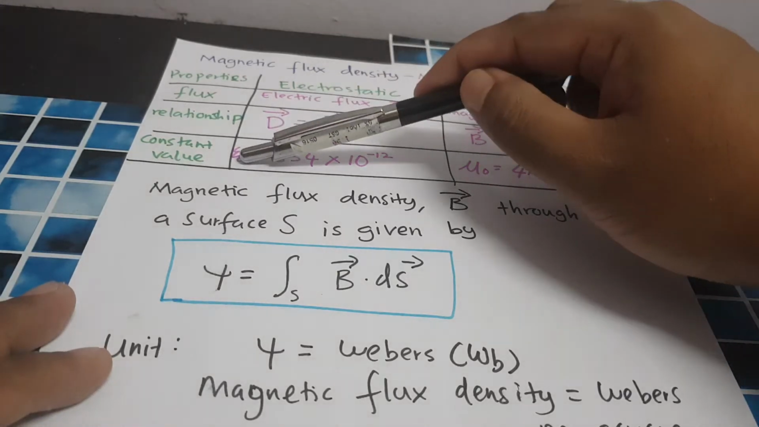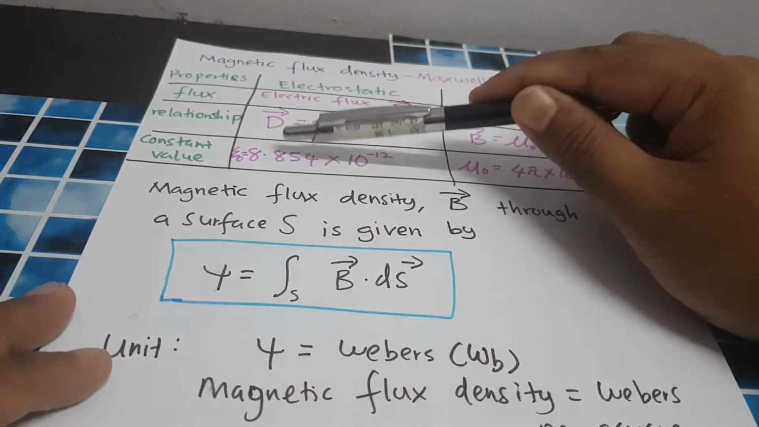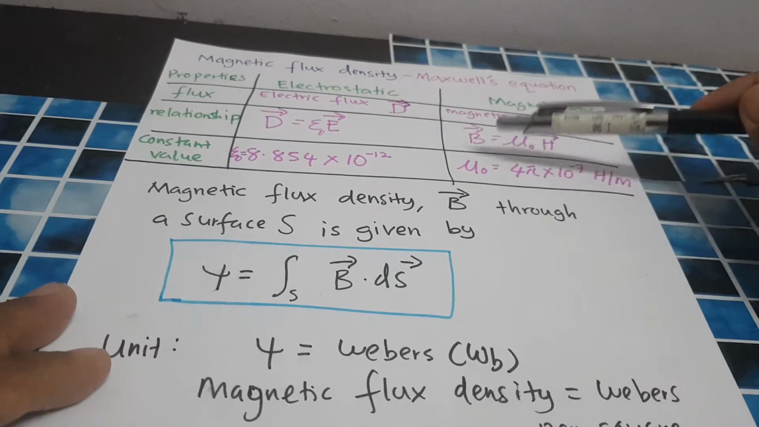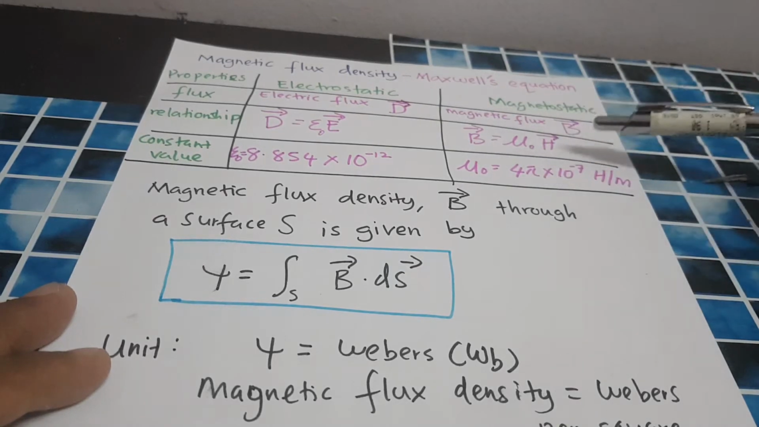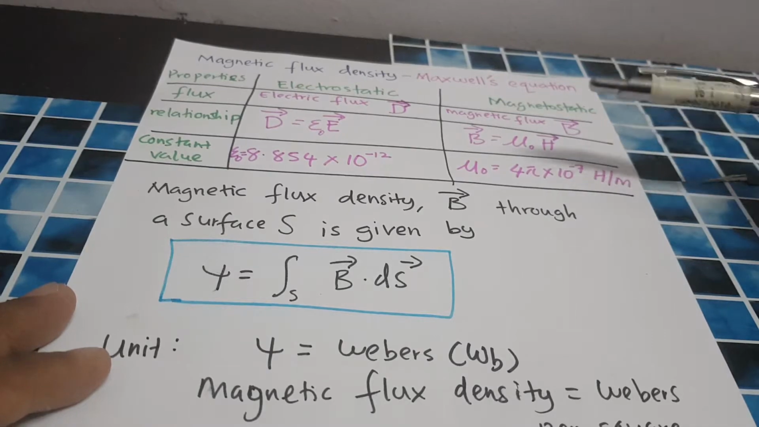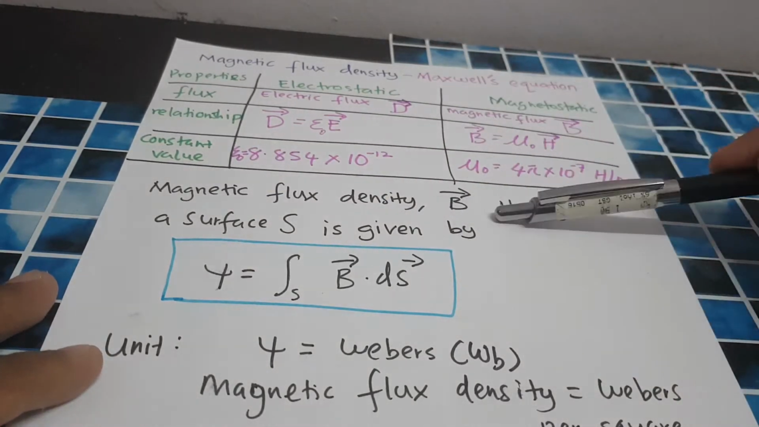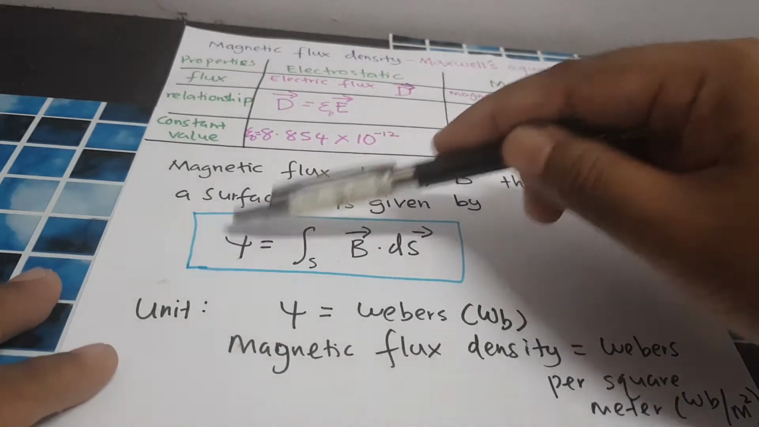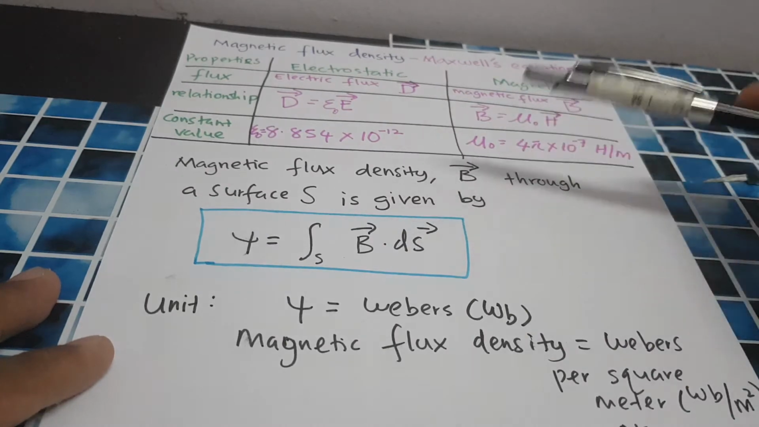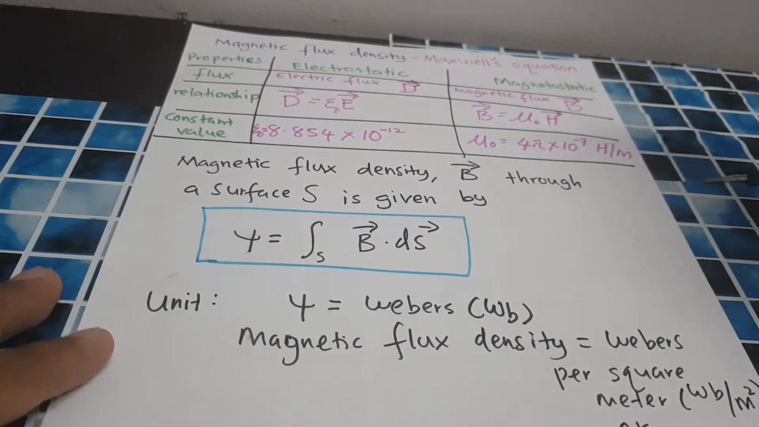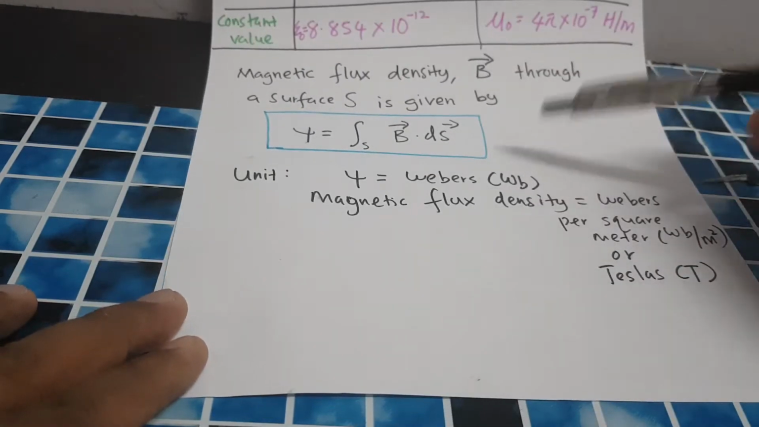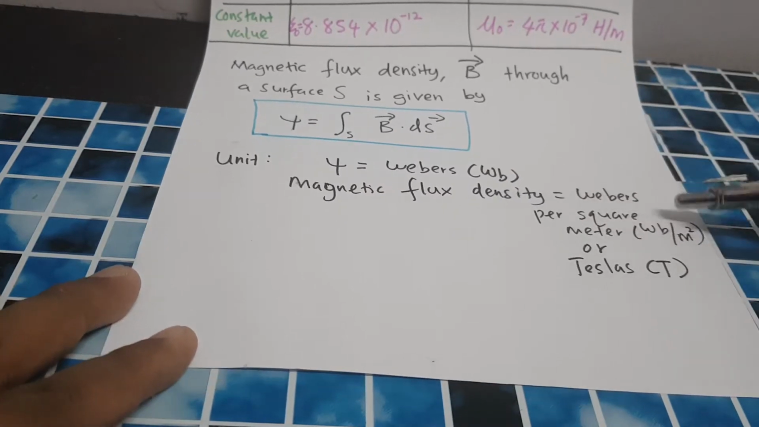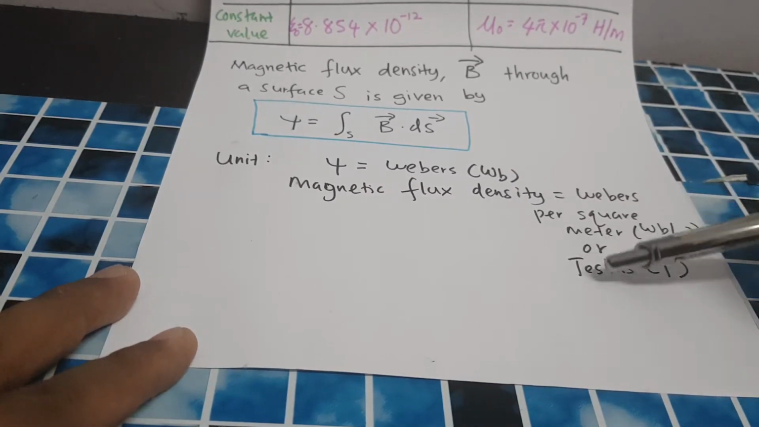The permittivity of free space, epsilon naught, equals 8.854 times 10 to the power of negative 12, and the permeability equals 4 pi times 10 to the power of negative 7 Henry per meter. The magnetic flux through a surface S is given by flux equals the integral over surface S of B dot dS. The unit of flux is the Weber, and magnetic flux density is Weber per square meter, or Tesla, T.